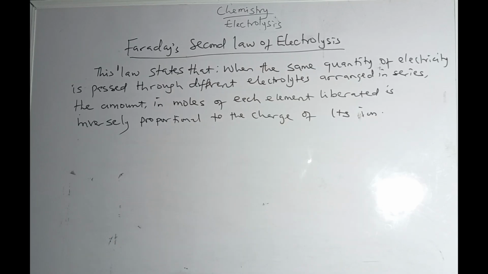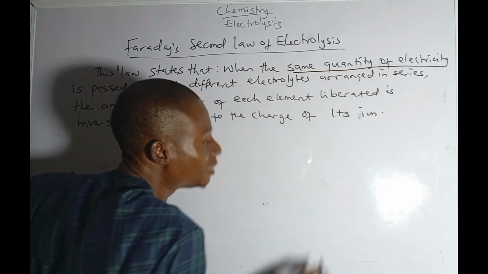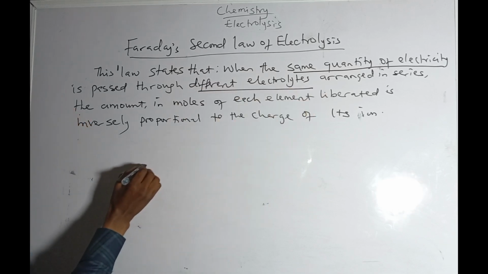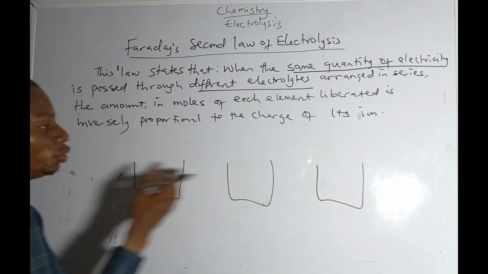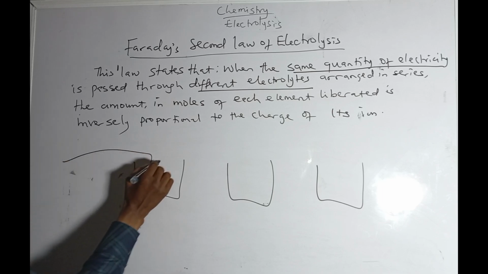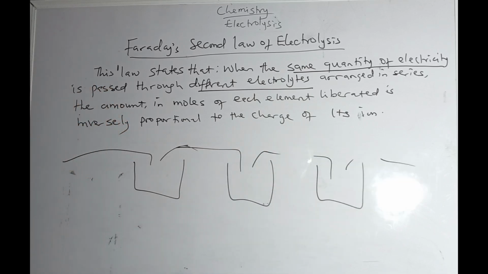The second law of electrolysis. The second law of electrolysis states that when the same quantity of electricity is passed through different electrolytes, so we have an electrolyte here, and that one is here, and that one is here, they all arrange in series like this. The same quantity of electricity will pass through them like this, go like that.